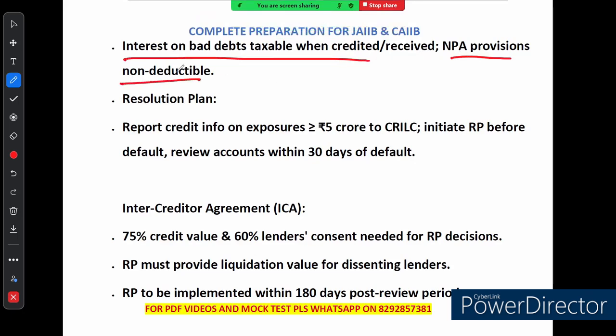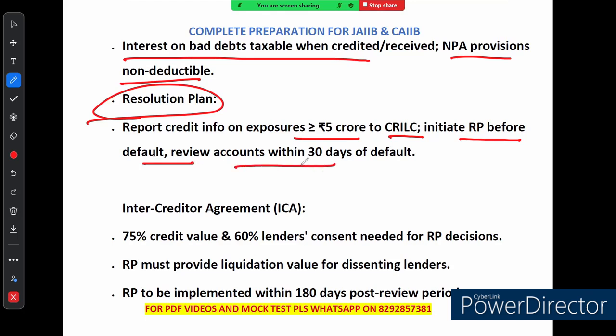But the provision set aside, yes, for resolution plan, this is called RP. If a borrower owes 5 crore or more, the bank must report it to CRILC, a credit reporting system, and start a resolution plan before the borrower defaults, right? If the default happens, the bank needs to review the account within 30 days.